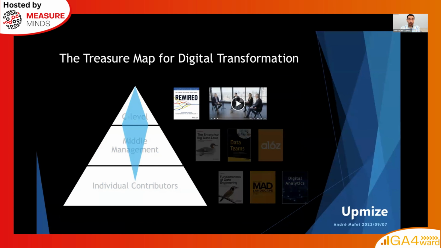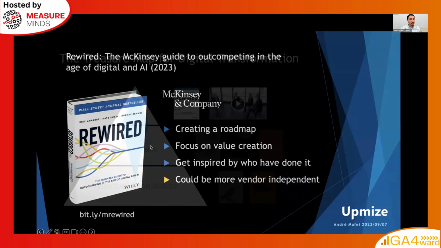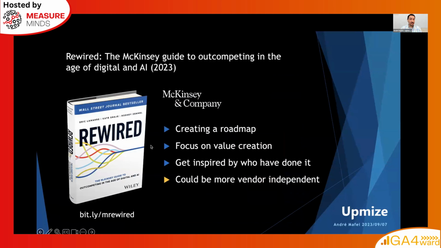So, diving into the resources, prepare for lots of links. Let's start with the top level one for C-level and middle management. McKinsey has just released a couple of months ago a great book called Rewired. It focuses on creating a roadmap, on telling you that you need to focus on value creation. It helps the C-level and middle management get inspired by those who have done it.